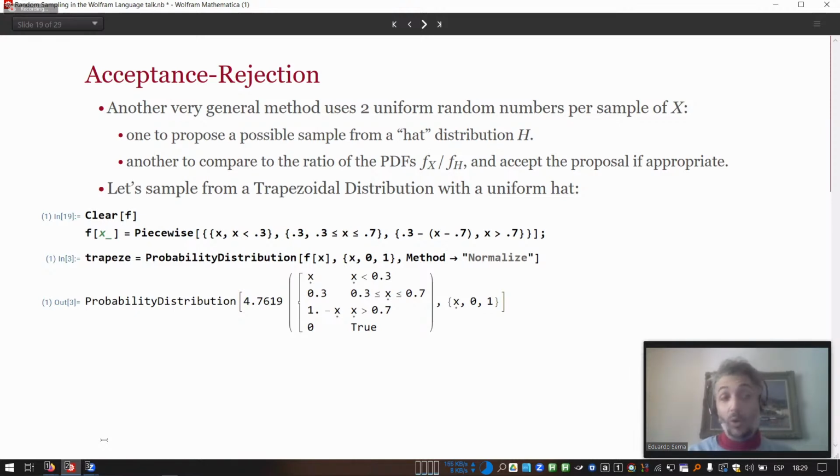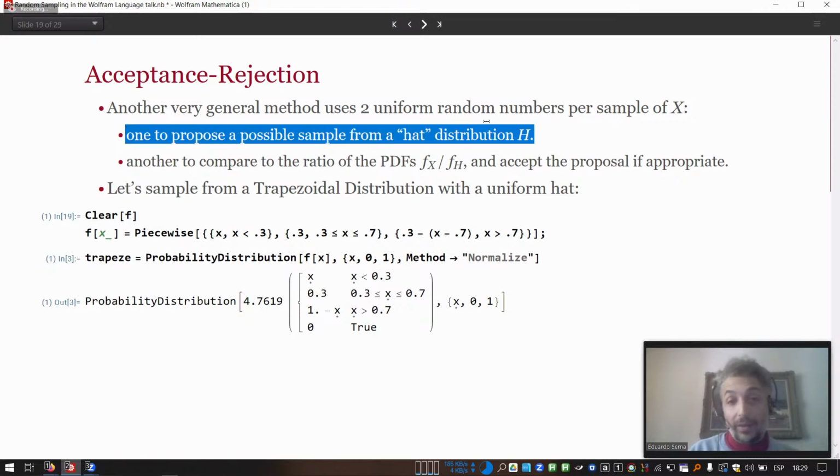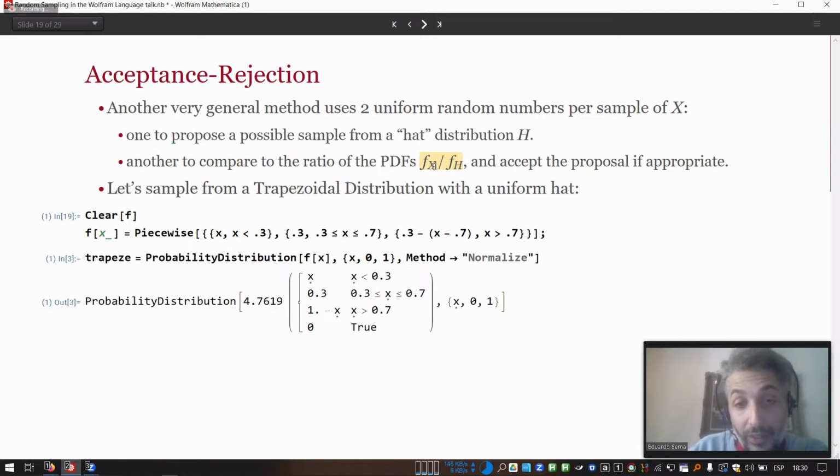However, if most of the cost of generating these random numbers is in these transformations, then as long as these transformations are cheap enough, this is fine. And these methods can be very fast and efficient. So we use one of the pair of uniform random numbers to propose a possible sample from a hat distribution. And the other one we use to compare to the ratio of the PDFs between the target distribution and this hat distribution, this proposal distribution. And we accept the proposal if it's appropriate.